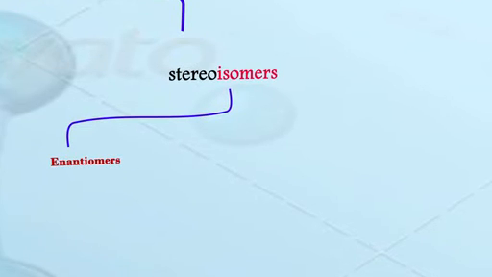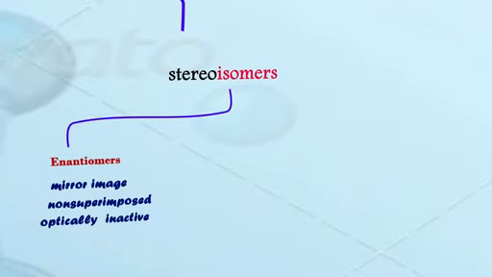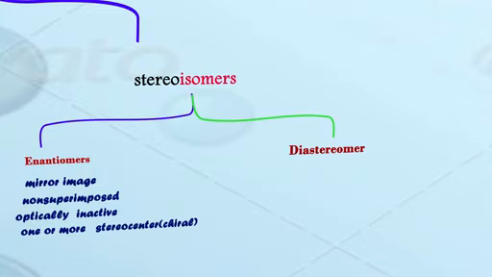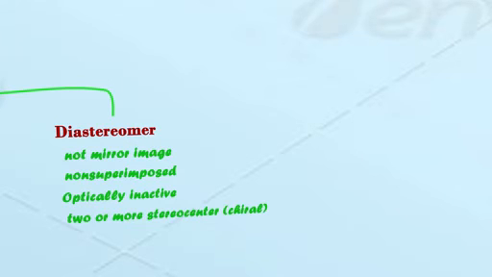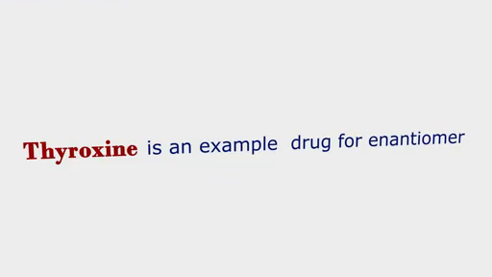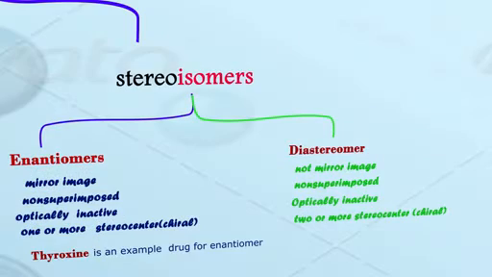The first one, enantiomers, are mirror images, non-superimposable, optically active, with one or more stereocenters. The second one, diastereomers, are not mirror images, non-superimposable, optically active, with two or more stereocenters. Thyroxine is an example drug for enantiomers.